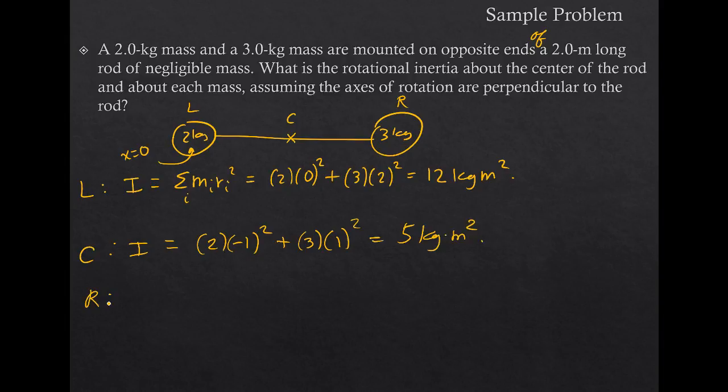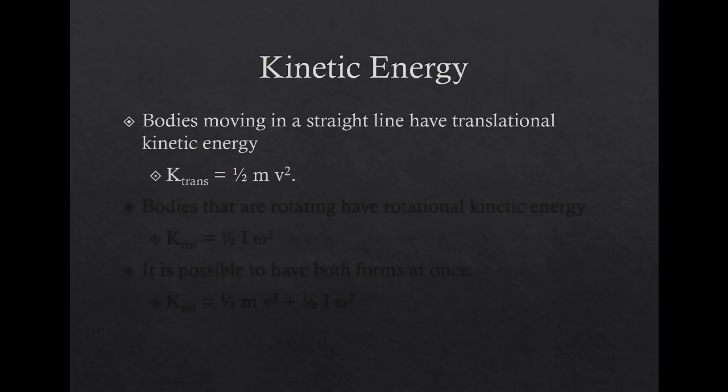And then finally at right, now the 3 kilogram is at r equals 0. So we would have 2 kilograms times -2 squared plus 3 kilograms times 0 squared, which is just going to give us 8 kilogram meters squared. Okay? All right, so now that we've talked a little bit about moment of inertia, we can discuss kinetic energy.